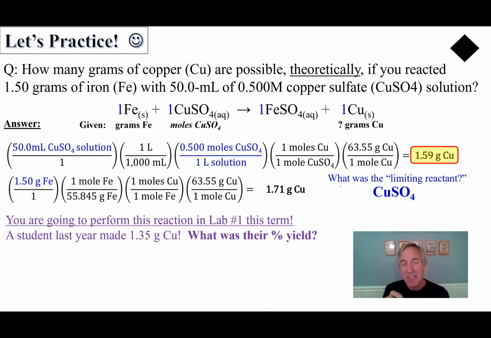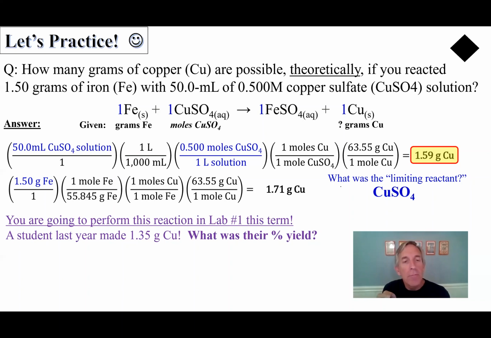Now, we are actually going to do this in lab 1 this term. This is a reaction we're going to do, and we're not going to be quite sure about what this mole ratio is in this reaction, but this is one possible recipe that could take place. But no matter what reaction takes place, and any reaction we do in lab, it is very rare that you will get 100% efficiency, 100% yield, and produce 1.59 grams of copper. So last semester, a student made 1.35 grams of copper. And the student was beating himself up like, oh, I made errors. I lost copper. I suck. I'm never going to be a chemist.